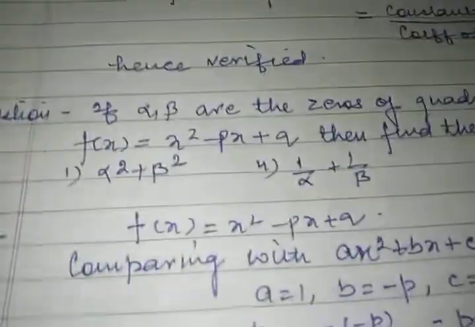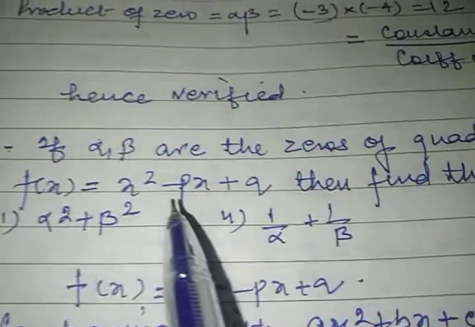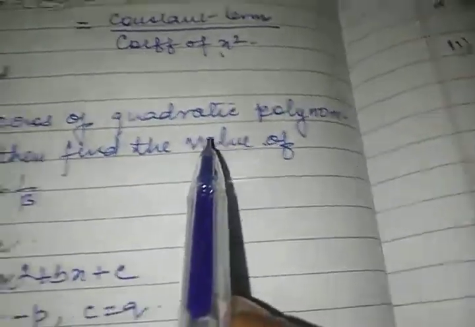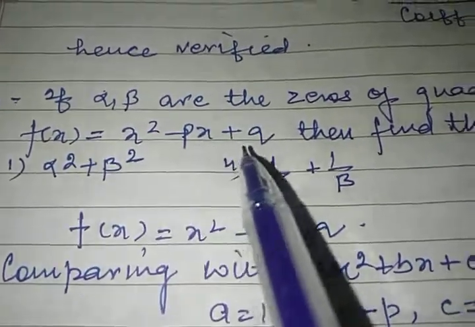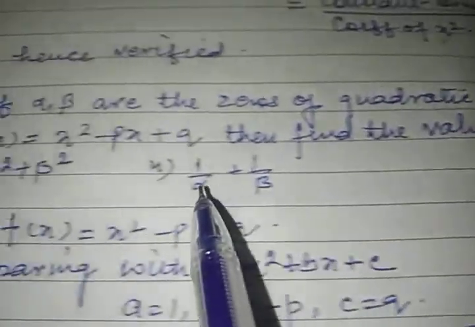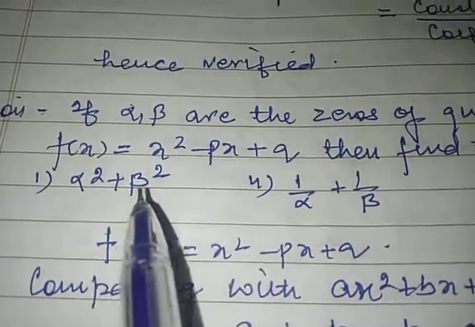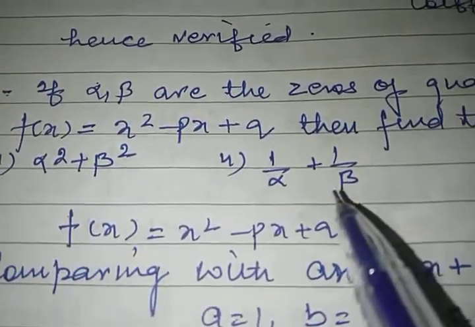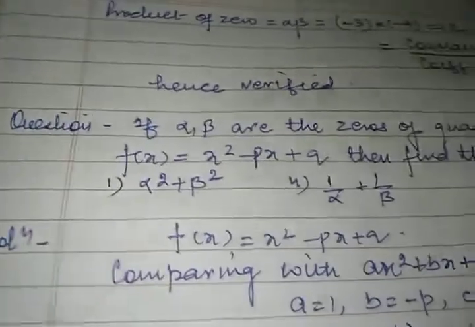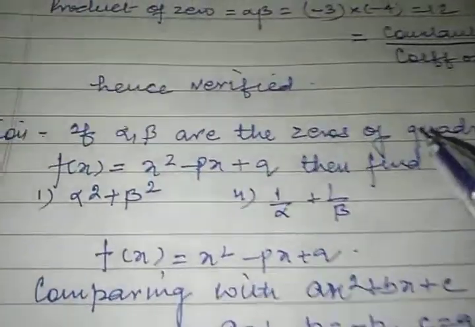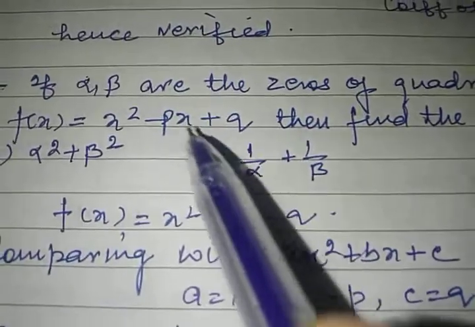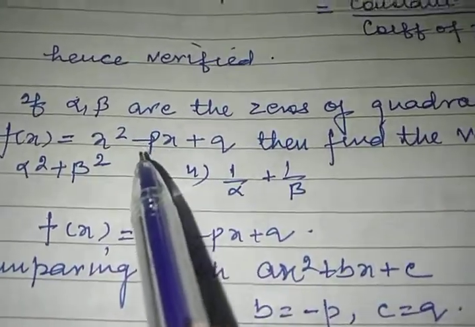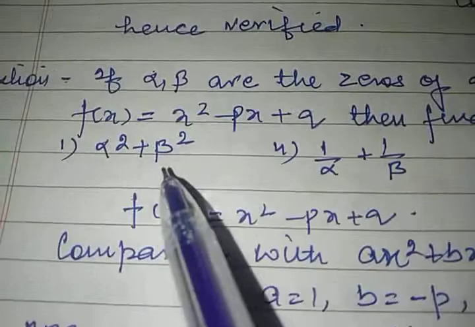Okay. Now the next question is: if alpha and beta are the zeros of a quadratic polynomial f(x) equal to x square minus px plus q, then find the value of alpha square plus beta square and 1 upon alpha plus 1 upon beta. Children, this is very important. See how to do it. You are given that alpha and beta are the zeros of this polynomial, and you have to find the value of this and this.